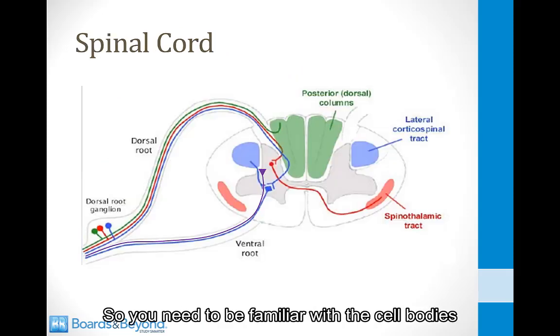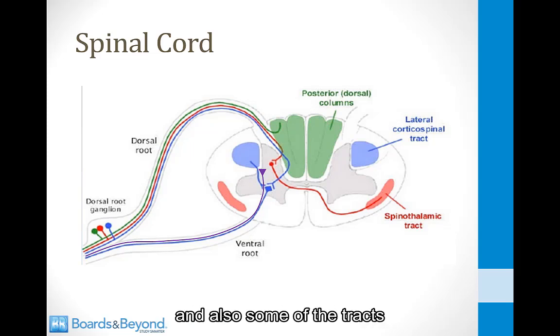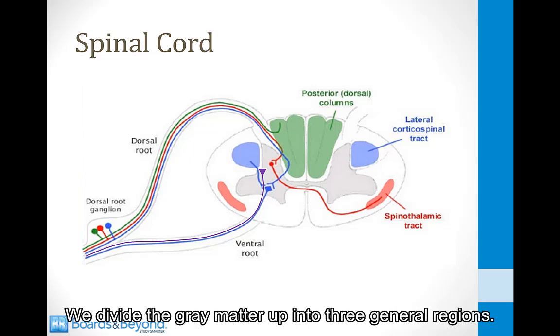So you need to be familiar with the cell bodies found in the gray matter of the spinal cord and also some of the tracks running through the white matter. So let's talk about the cell bodies first. We divide the gray matter up into 3 general regions.